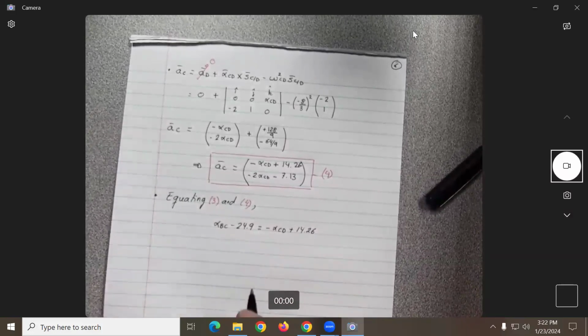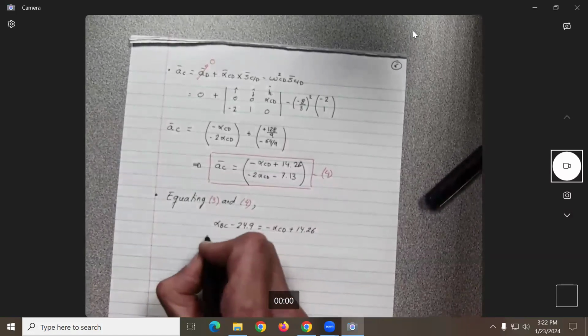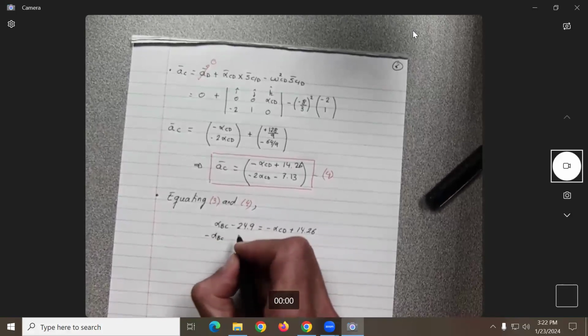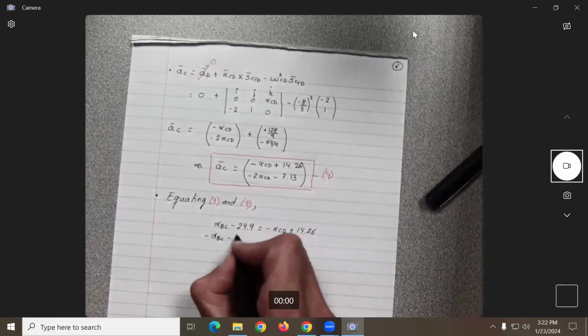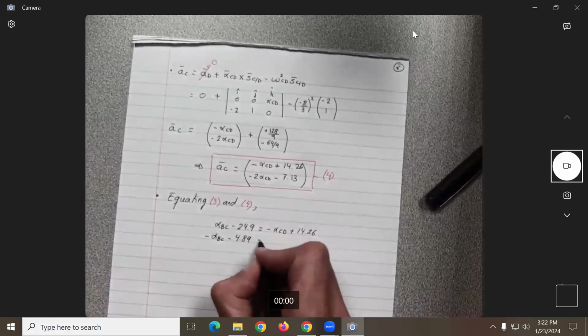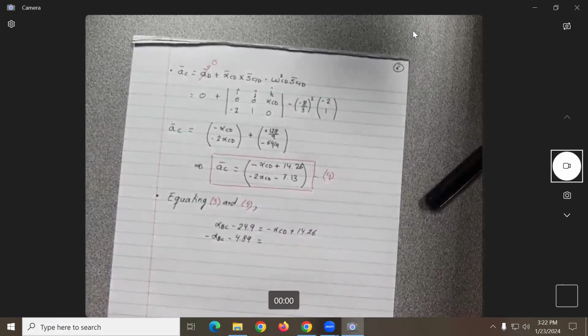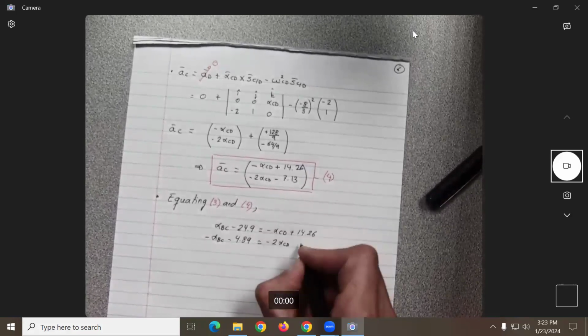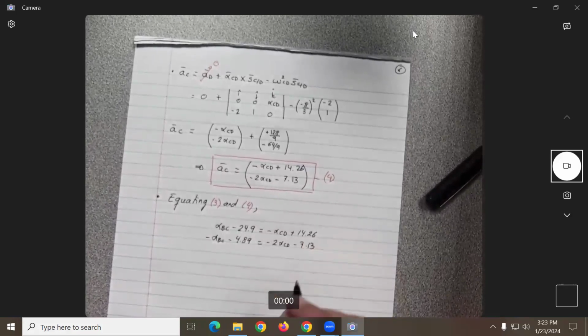And then what was the other one? We had minus alpha BC minus 4.89. Is that what we had before? Yes. Okay. Because I'm kind of copying, to be honest with you. Equal to minus, oh, this one is here, minus 2 alpha CD minus 7.13.